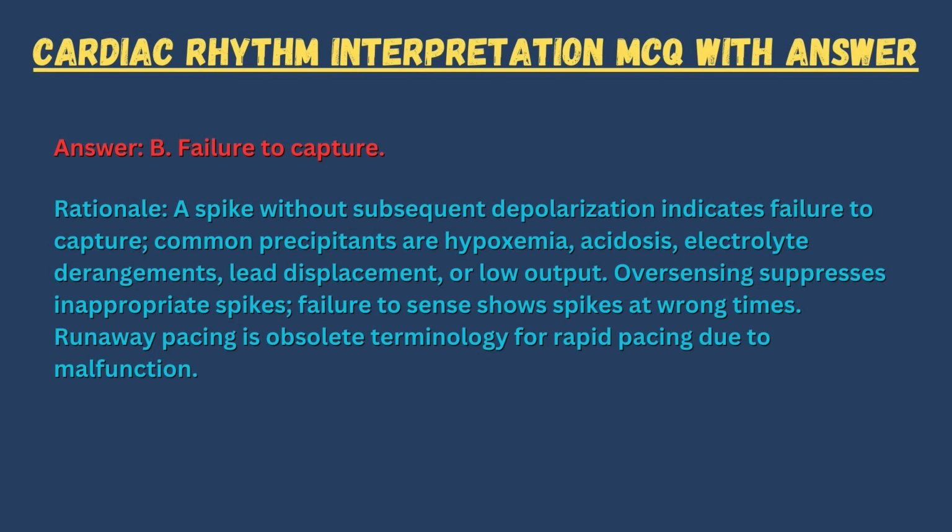Answer: B. Failure to capture. Rationale: a spike without subsequent depolarization indicates failure to capture. Common precipitants are hypoxemia, acidosis, electrolyte derangements, lead displacement, or low output. Oversensing suppresses appropriate spikes. Failure to sense shows spikes at wrong times. Runaway pacing is obsolete terminology for rapid pacing due to malfunction.